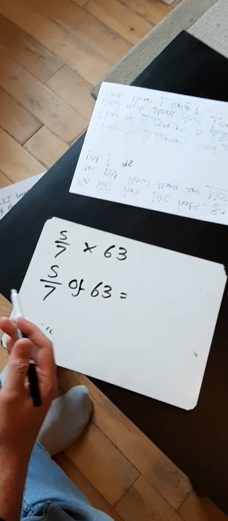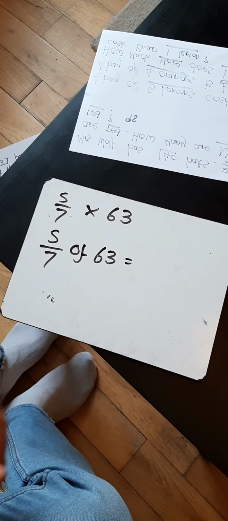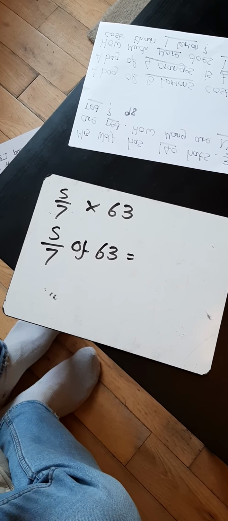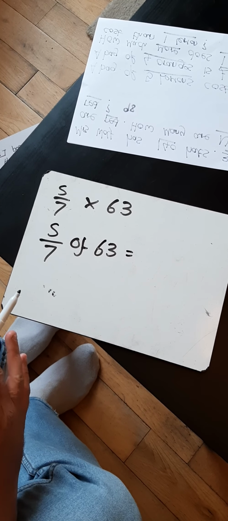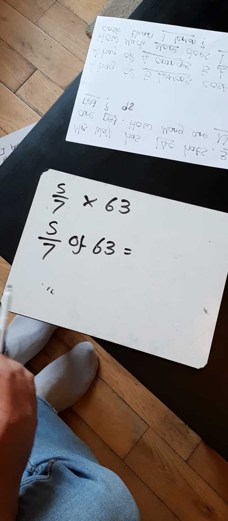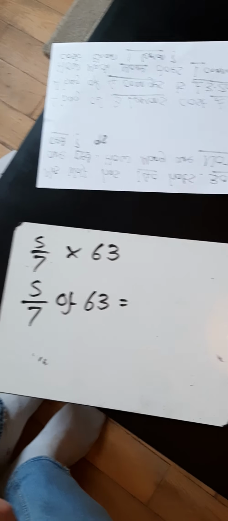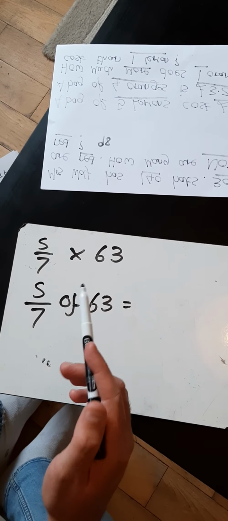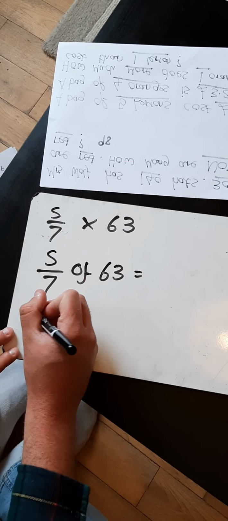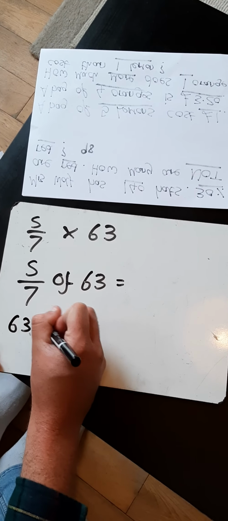So the next question you may see written in two different ways. So we'll look at both ways, but you're working out exactly the same way. So 5/7 of 63, or it might say 5/7 times 63, means exactly the same thing. So we need to do 63 divided by 7. So we divide it by our denominator.